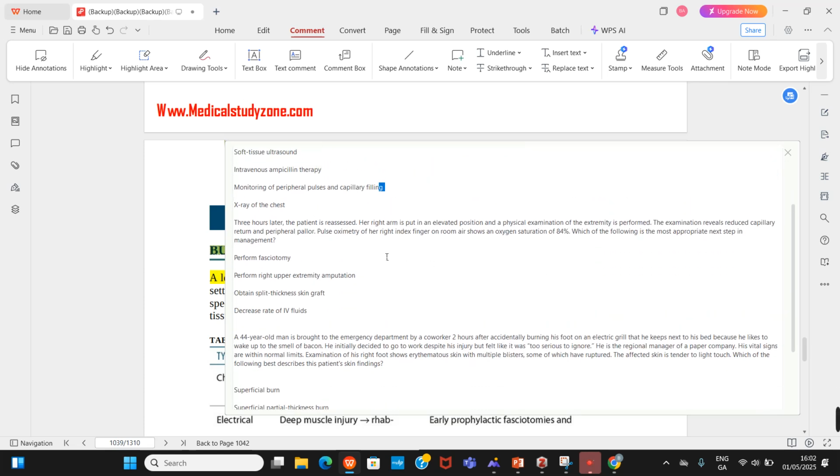So 3 hours later, the patient is reassessed. The right arm is put in an elevated position and physical examination of the extremity is performed. The examination reveals reduced capillary return and peripheral pallor. The pulse is 84. Which one is the most appropriate next step? What are we going to do?